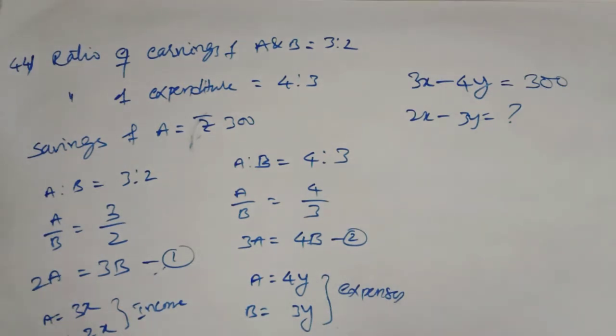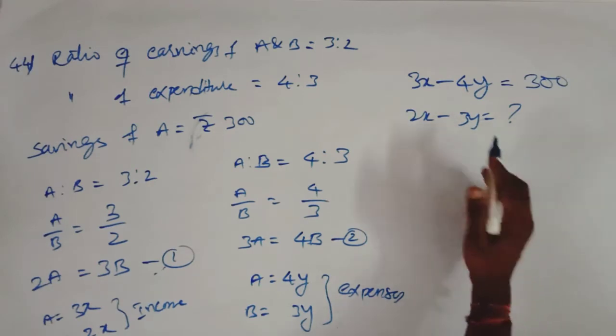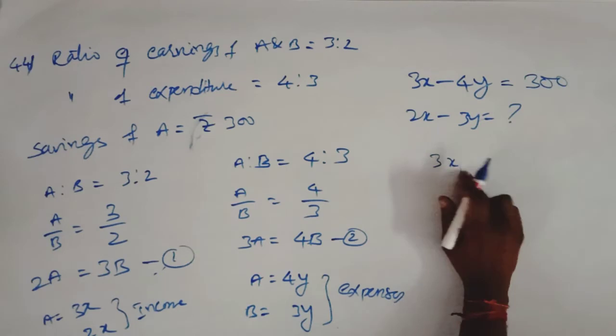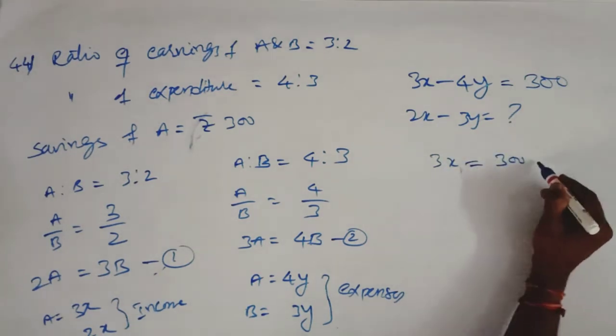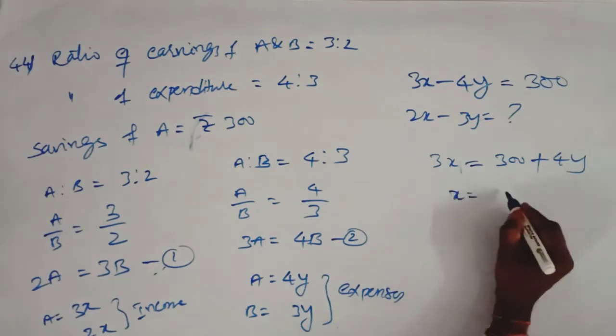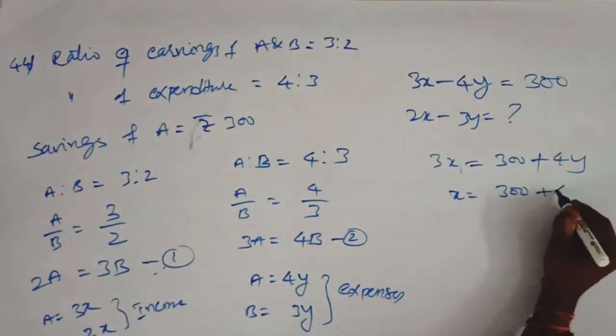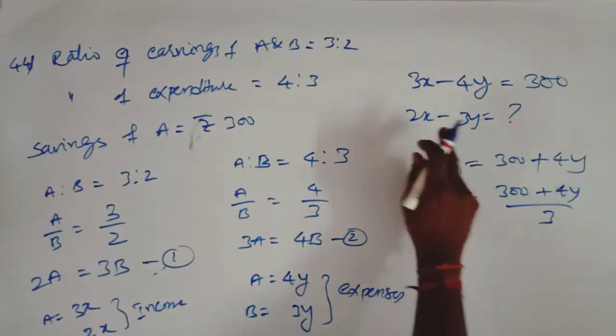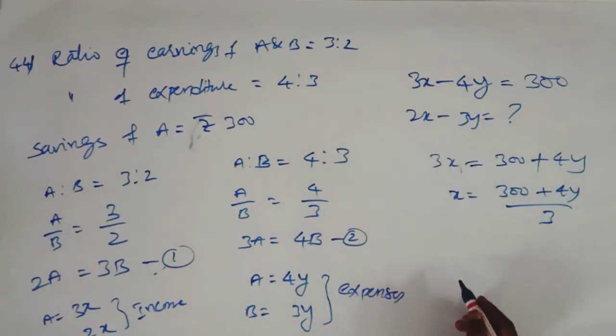Now let me simply solve this. 3X minus 4Y is equal to 300, so 3X is equal to 300 plus 4Y, taking the 4Y to the right side. Now X is equal to (300 plus 4Y) by 3. Now substitute this X value in any one of these, then you are going to get an answer.